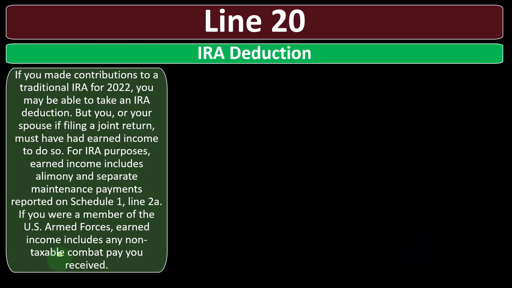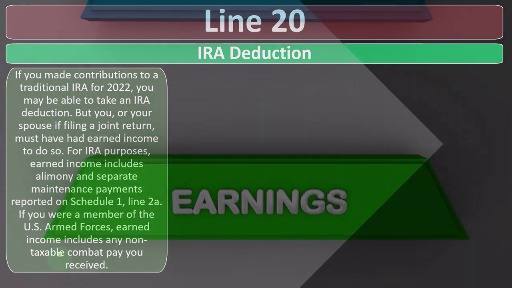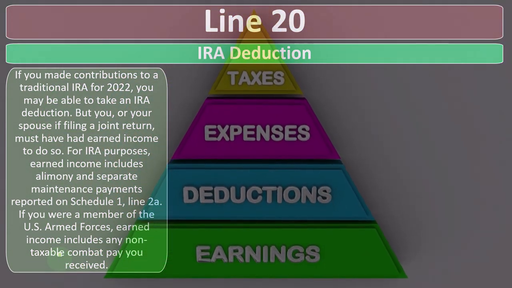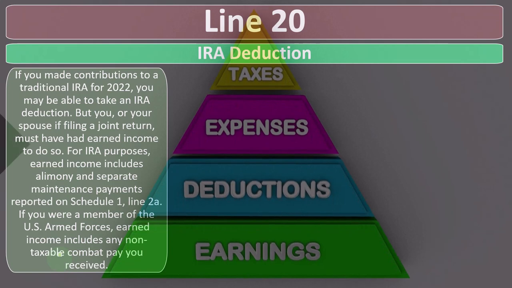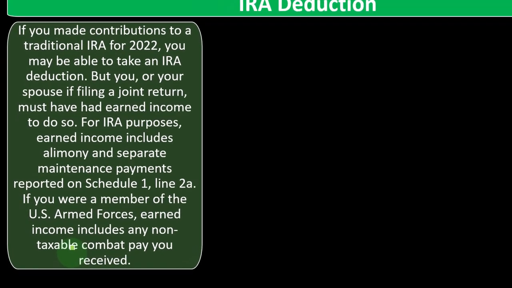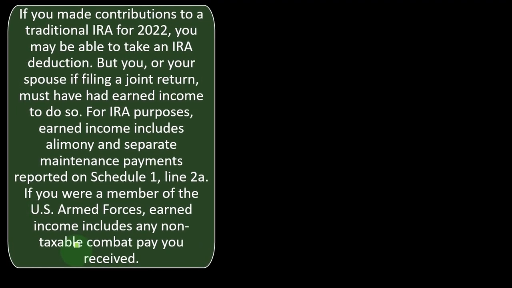Okay, so line 20, IRA deduction. If you made contributions to a traditional IRA for 2022, you may be able to take an IRA deduction, but you or your spouse, if filing a joint return, must have had earned income to do so. So for IRA purposes, earned income includes alimony and separate maintenance payments reported on Schedule 1, Line 2A. If you were a member of the U.S. Armed Forces, earned income includes any non-taxable combat pay you received.